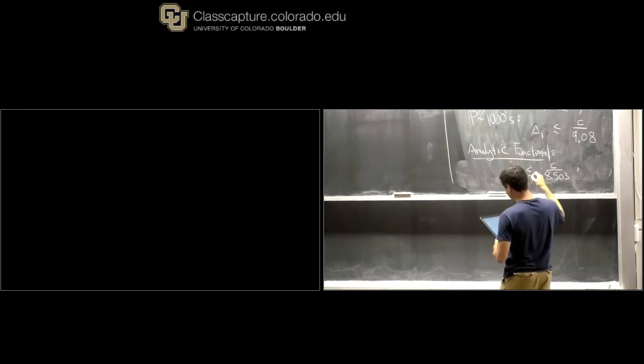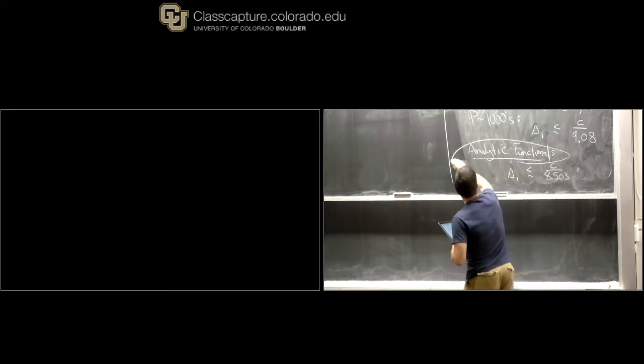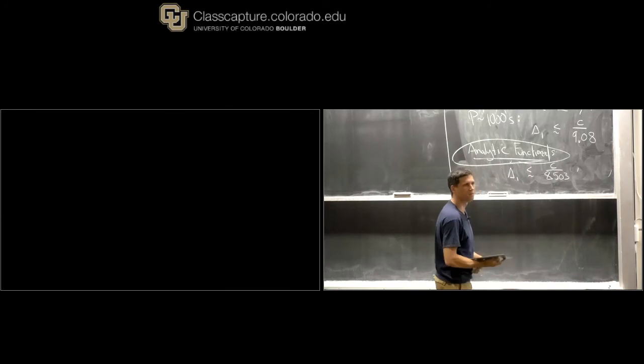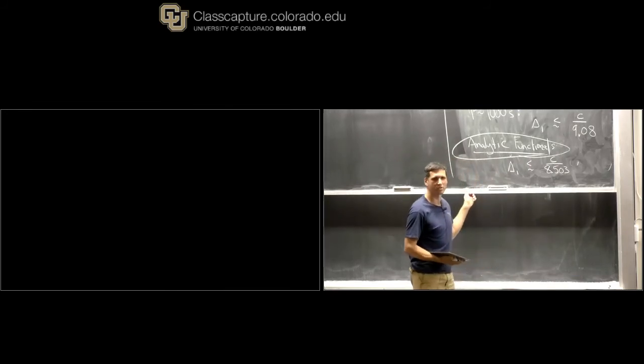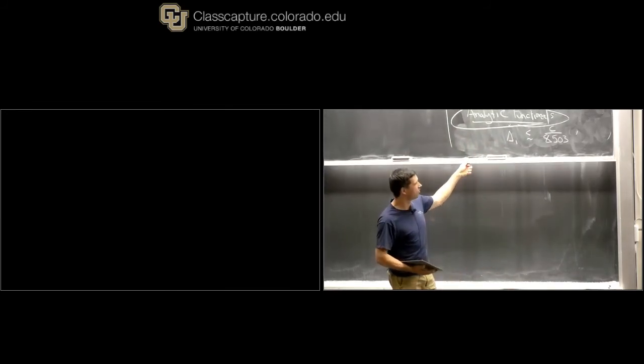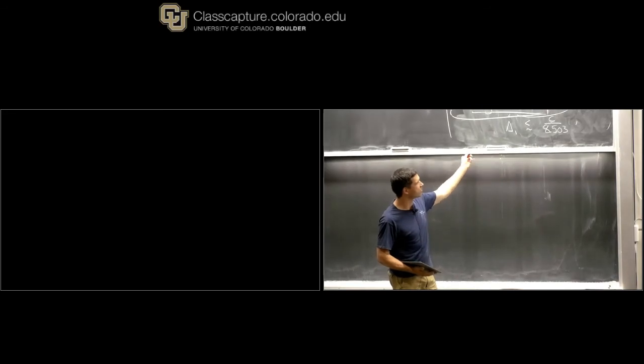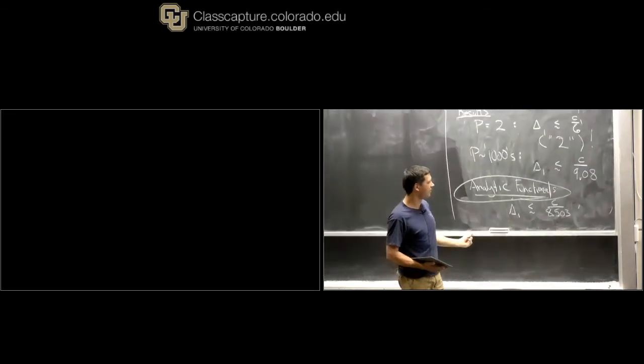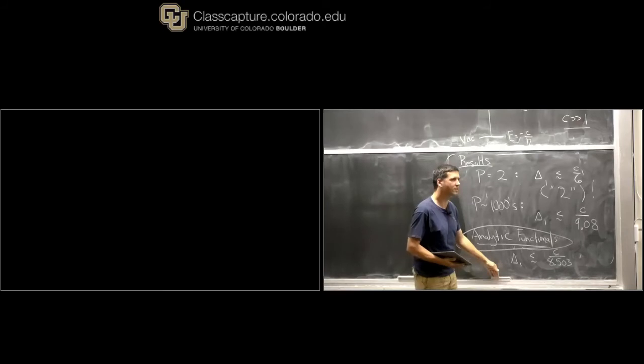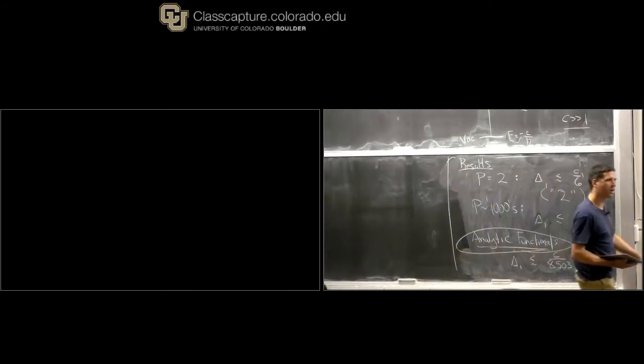And what I'm going to discuss in my last 27 minutes is how to use analytic functionals to constrain the partition function. Mostly because this connects to a fun math problem. So now I have to tell you about this fun math problem, and then we'll come back to the modular bootstrap in a little bit.